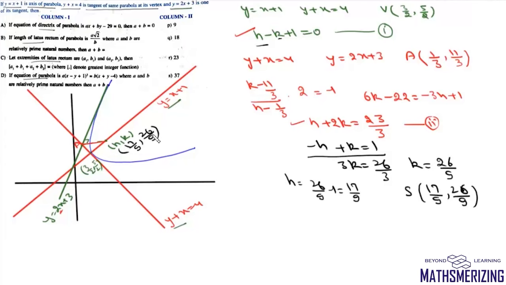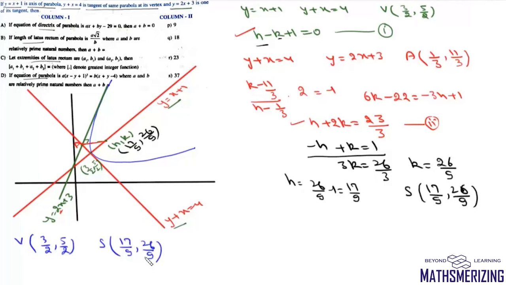So we'll write the result here. We have the vertex, which is at (3/2, 5/2), and the focus, which is at (17/9, 26/9). Now we need to find the equation of the directrix.